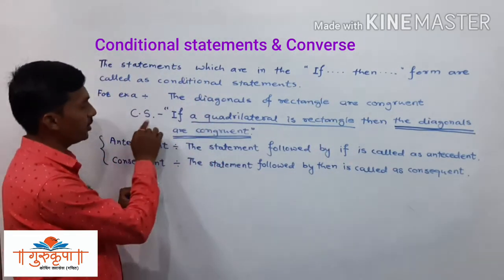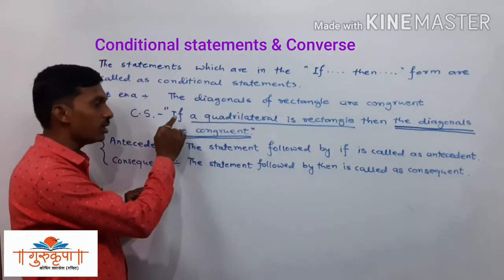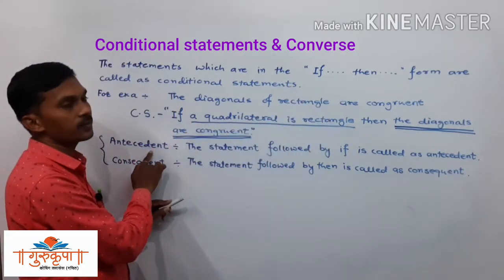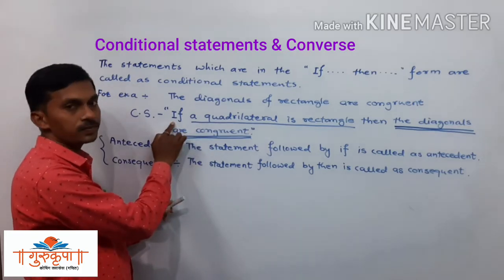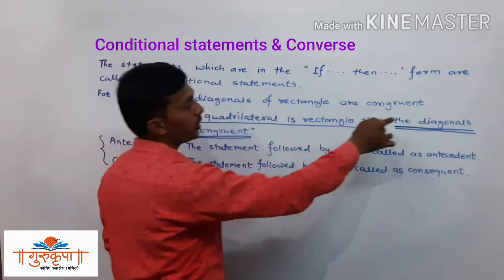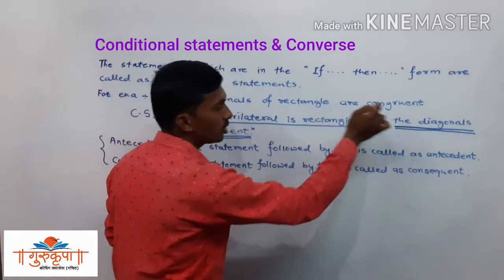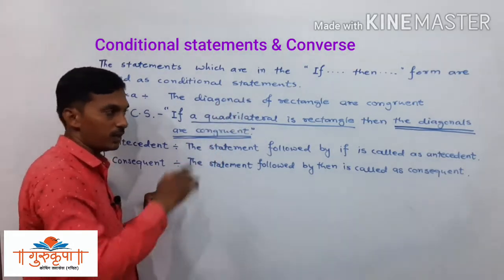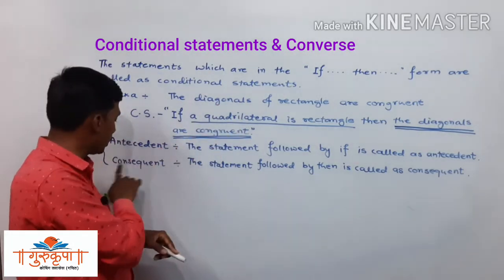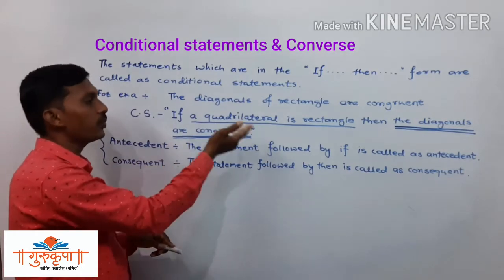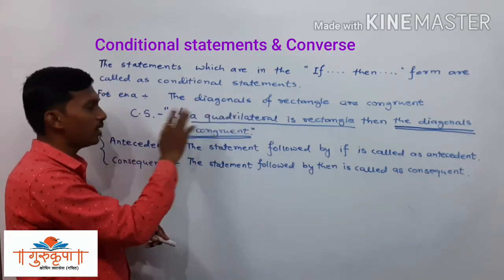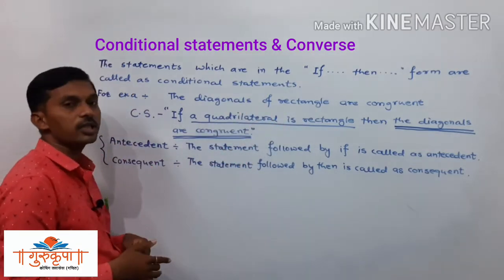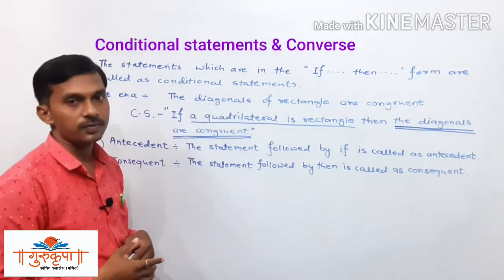So in this conditional statement, a quadrilateral is a rectangle is called the antecedent, since it is followed by if. And the diagonals are congruent is called the consequent, since it is followed by then. After then, whatever information we have is called the consequent. And after if and before then, whatever information we have is called the antecedent, or the given information.